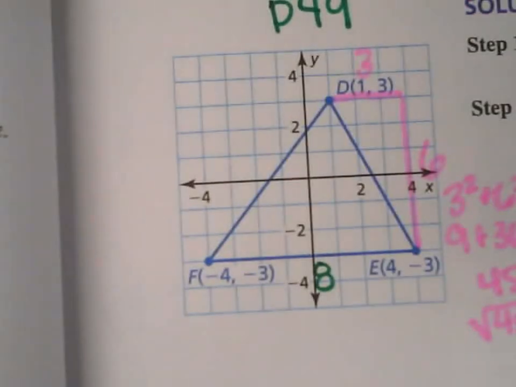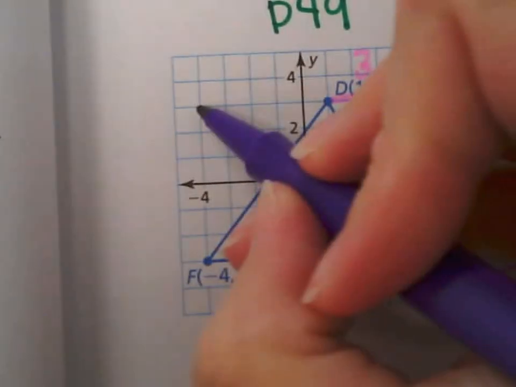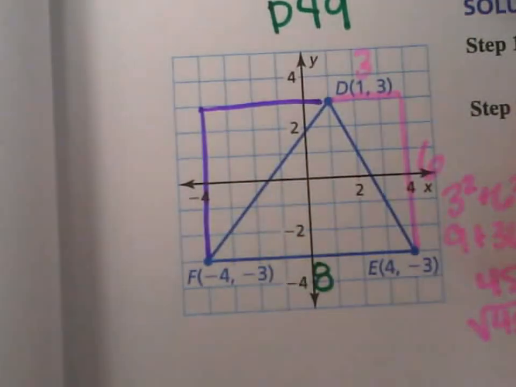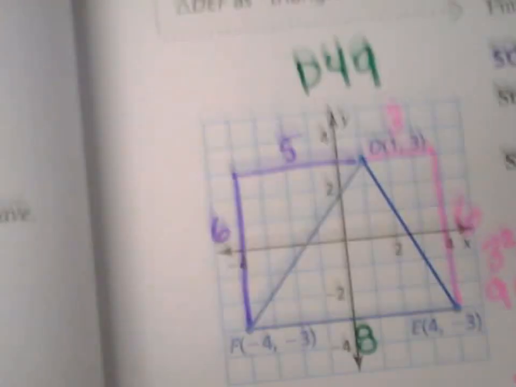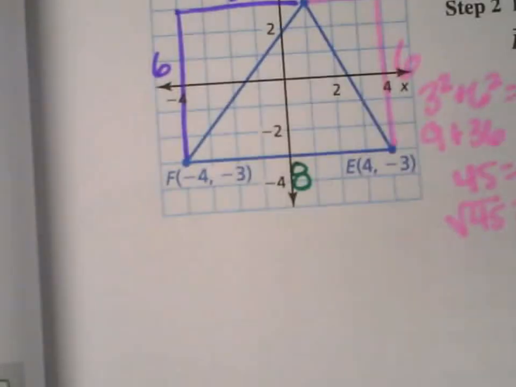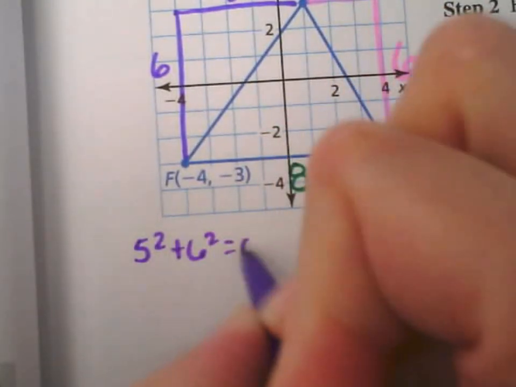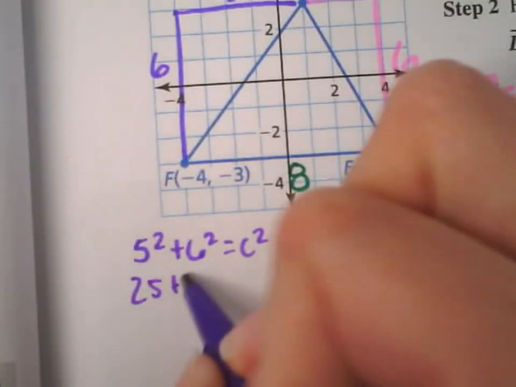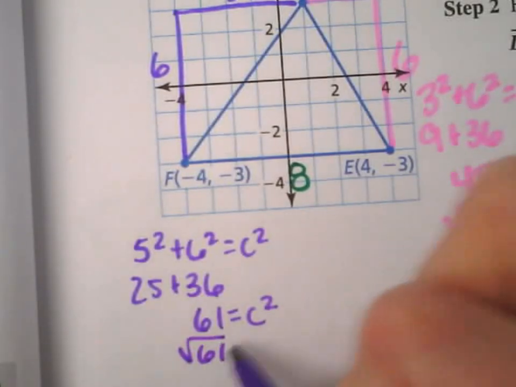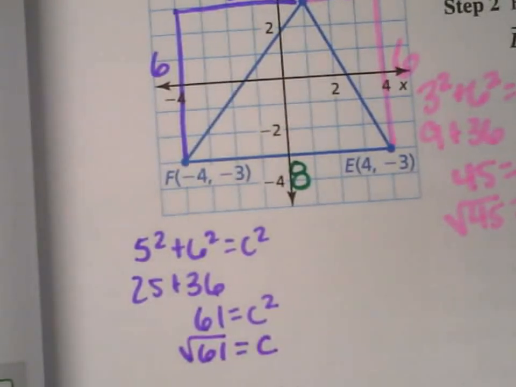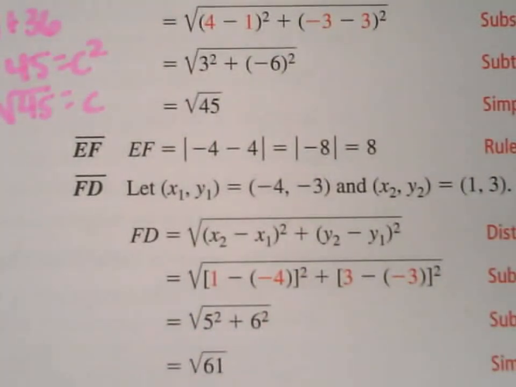Okay. For the other one, we can make a triangle going like this, and we can do the distance. Here is 5, and this distance is 6. Then we'd do the Pythagorean theorem, 5 squared plus 6 squared equals c squared, and we'd have 25 plus 36, which adds up to 61, and then take the square root of 61. So it's the same thing they did right here, where they found that same distance with the distance formula. So either way works, right?